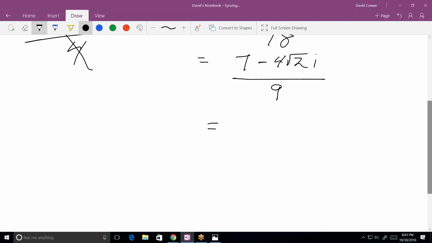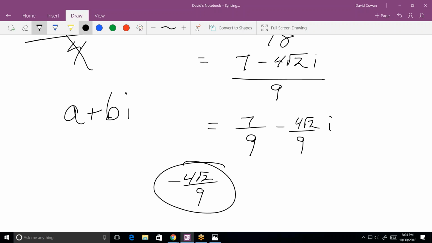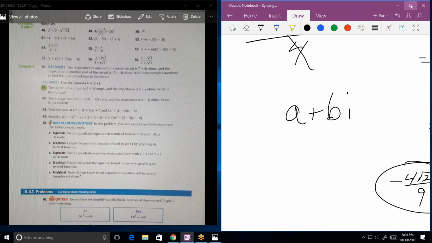Now, if I convert it to a plus bi format, I still can't reduce it anymore. And incidentally, that square root of 2 goes right there. Got it. This numerator, in other words, b is minus 4 root 2 divided by 9. That's what b is when I'm talking a plus bi format. Awesome. Okay. Well, that should be most of what you were given, I would think.